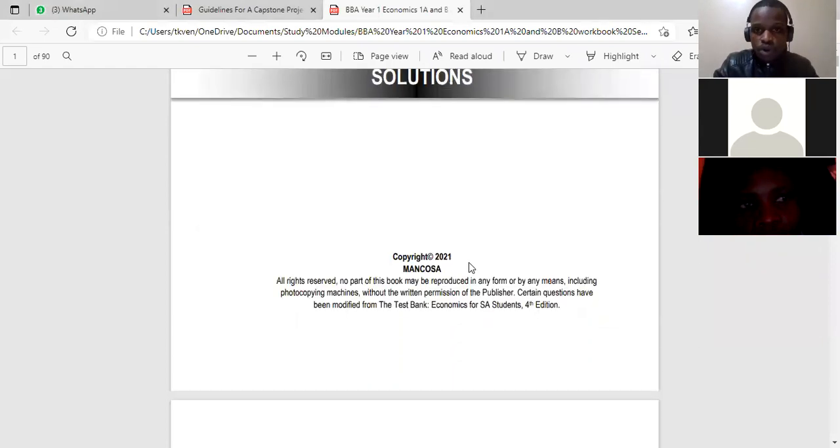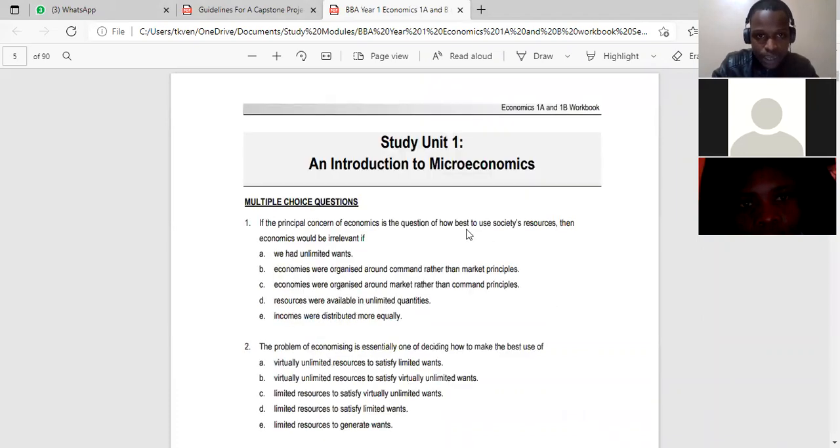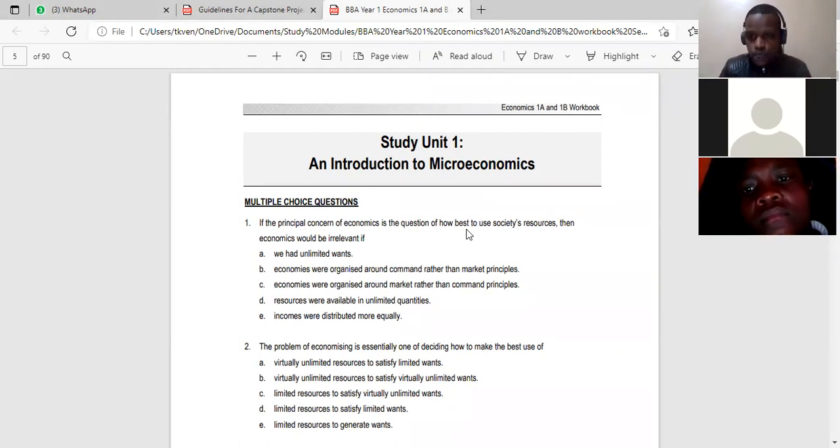So this is an example of some of the questions that you would see in an exam situation or in your assignments, right? Okay. So question number 1: if the principal concern of economics is the question of how best to use society's resources, then economics would be irrelevant if... So it's going back, remember we defined economics. So it's telling you that economics is the question of how best to use society's resources. So when would economics be irrelevant, right?